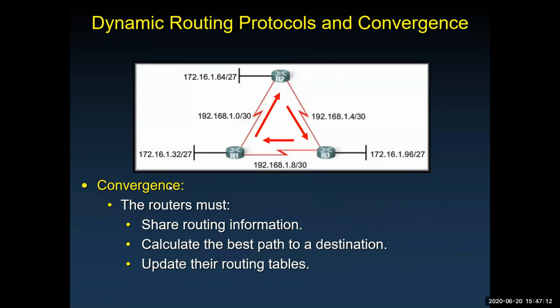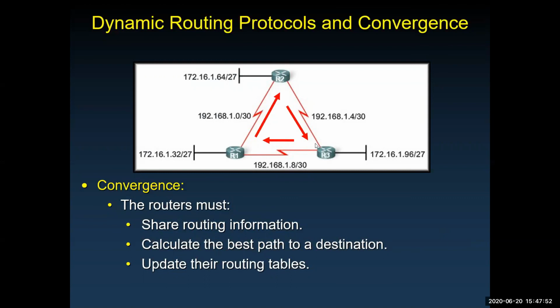Again, what do you mean by convergence? I'm repeating, and repetition is one way to learn. Routers must share routing info. What does a router do? They share info, sometimes called dynamic learning. For convergence, the router must calculate the best path. This is called path determination, and there are many formulas for path determination. In order to be fully converged, they must update the routing table.